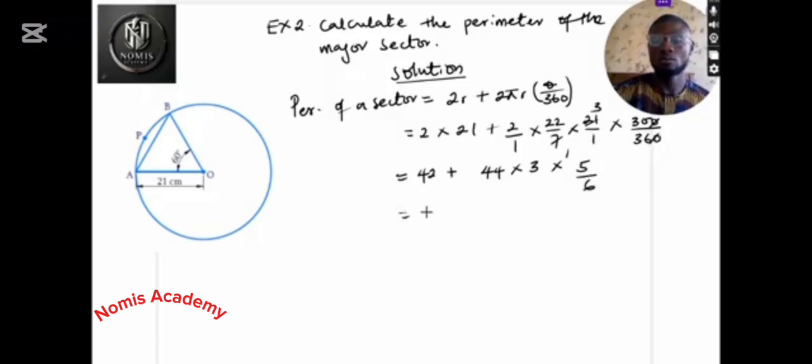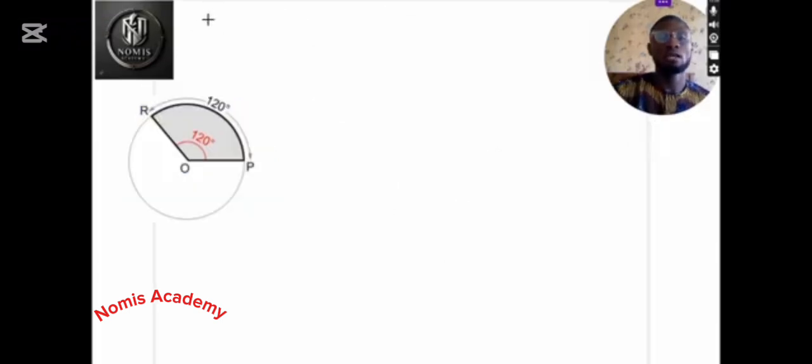So 42 plus 44, I can say, okay, 3 here 1 and 3 here 2, so I can as well say 2 here 1, 2 in 44 should give me 22, so I'm left with 22 times 5. So this will be 42 plus 22 times 5 is 110. So the circumference of the major sector, or I can as well say the perimeter of the major sector, is 152 centimeters. So let's take example 3.